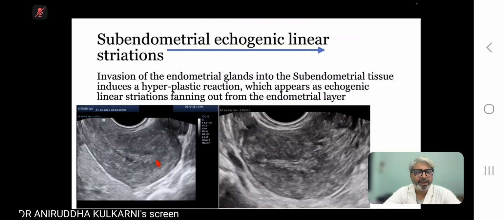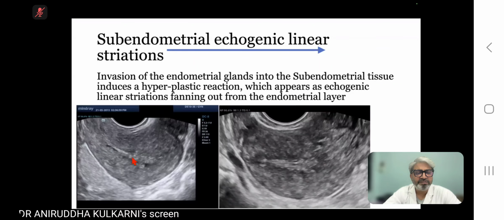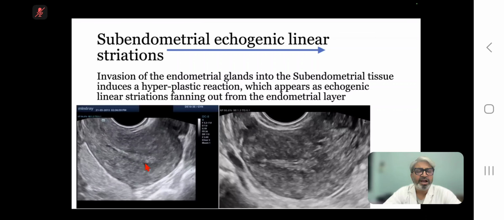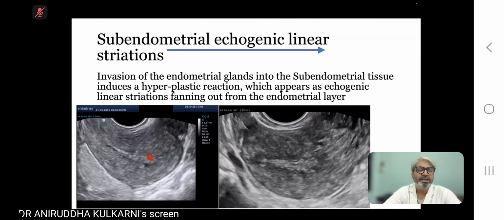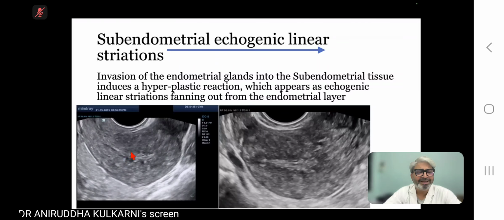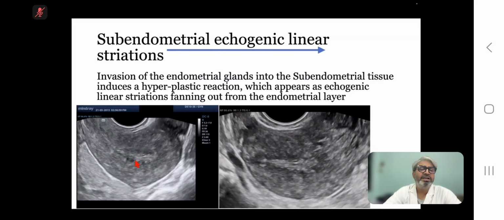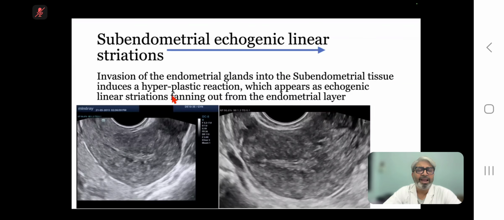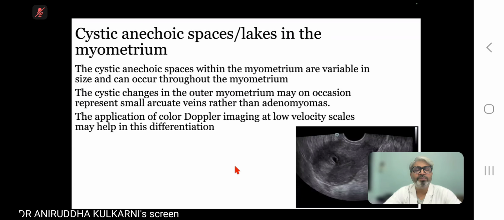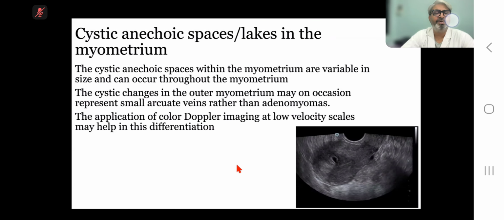Now, in this cine loop, you can appreciate that the endometrial triple line configuration is indistinct. At the same time, I can make out fine hyperechoic nodules arising from the endometrium and extending into the endomyometrial junction zone, which is indistinct, and not appreciated in some parts, that is irregular. So this is an invasion of endometrial gland into subendometrial tissue as a hyperplastic reaction, and we need to always look for such striations or nodularity. It is said to be one of the most specific signs of adenomyosis.